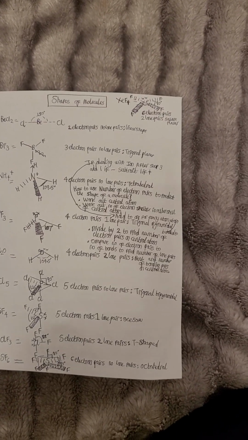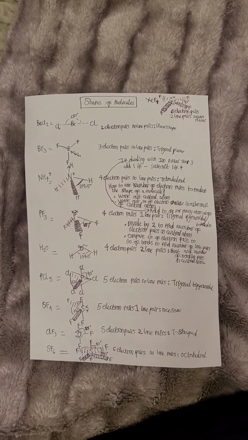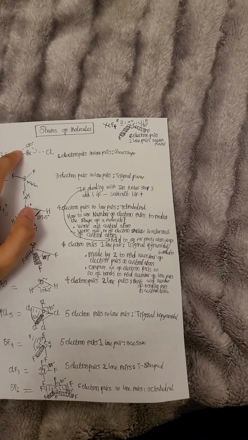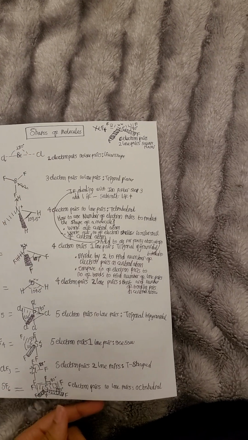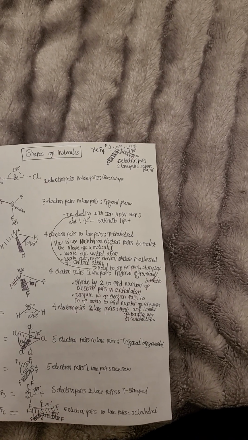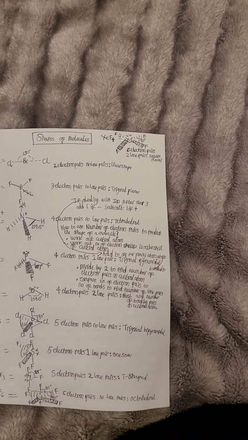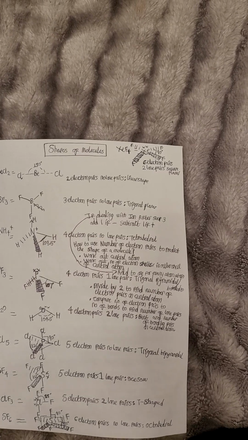Shapes of molecules. Quite a bit, but I've been able to summarize all the key information on one piece of paper, which is good. So BeCl2: 180 degrees, 2 electron pairs, no lone pairs, linear shape. BF3: 3 electron pairs, no lone pairs, trigonal planar.